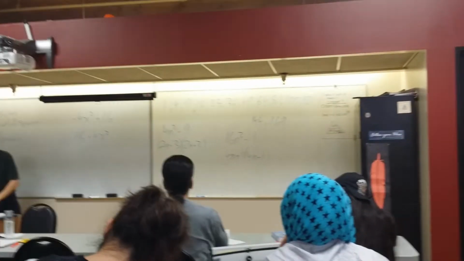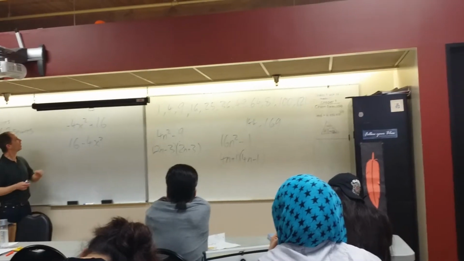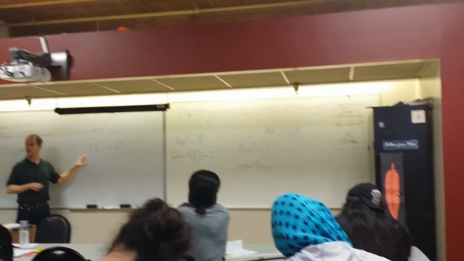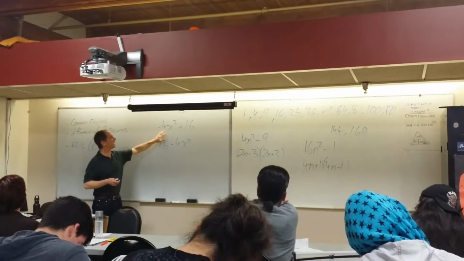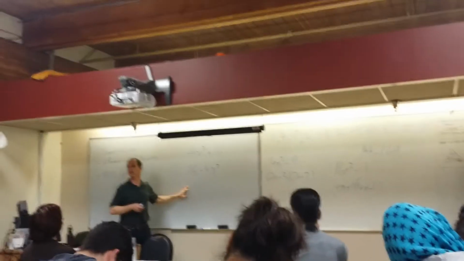I don't understand. How come it is now because it's been reversed? Well, is this and this the same thing? Mathematically, yes, it is. This is a negative 4x squared, this is a negative 4x squared. This is a positive 16, this is a positive 16.